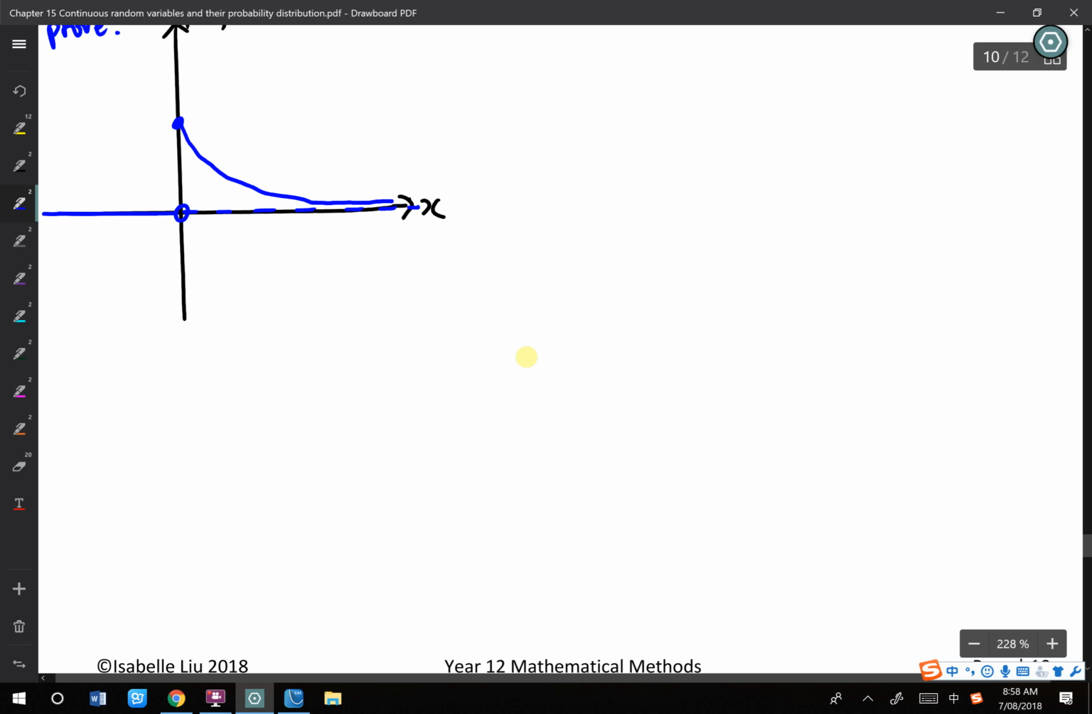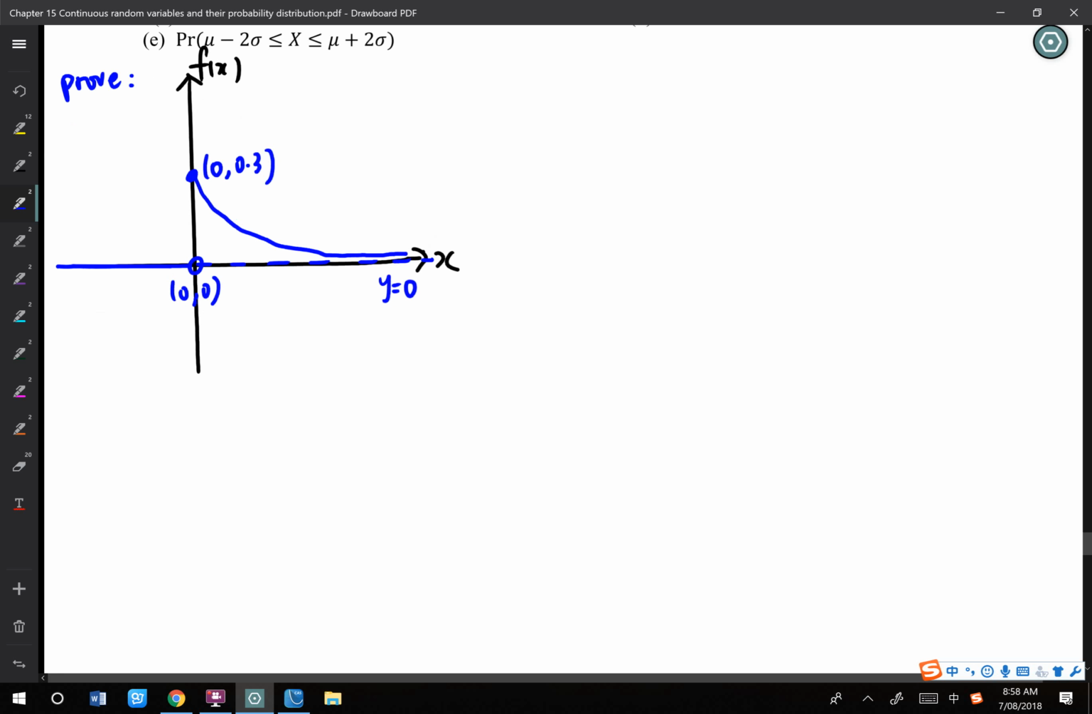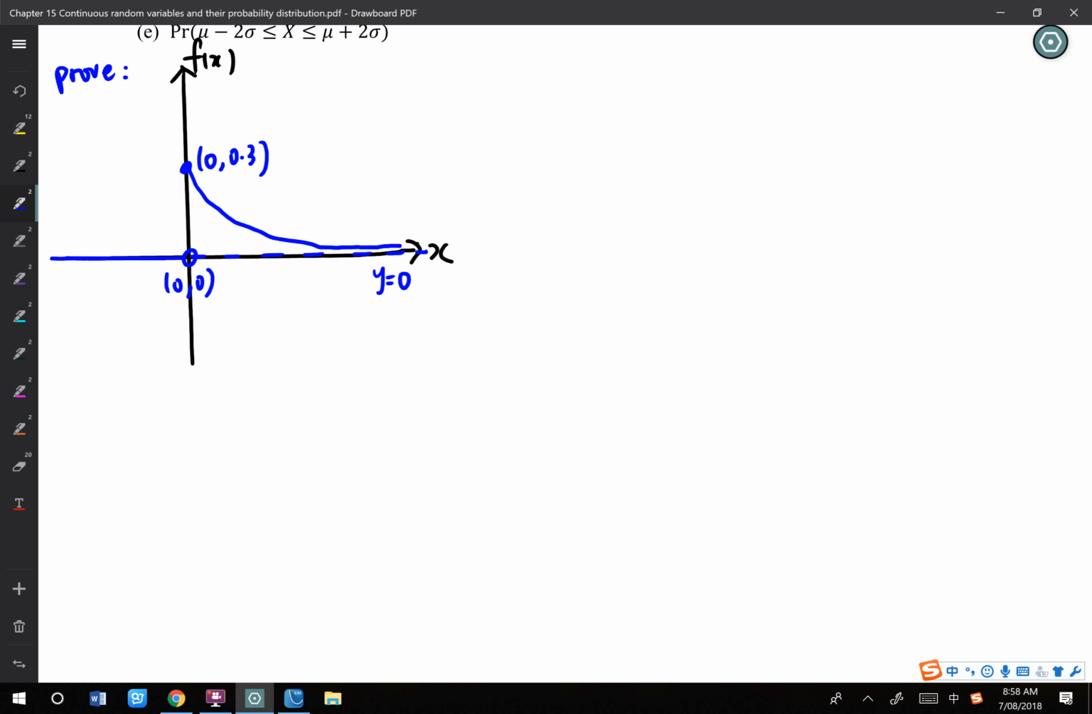So what I'll label is y equals 0. This point is (0, 0.3). This open circle is (0, 0). And the rest of that is just 0. Okay, you must show everything to get a full mark for this density function. Okay, 1, 2, 3, 4: 4 things you need to label.